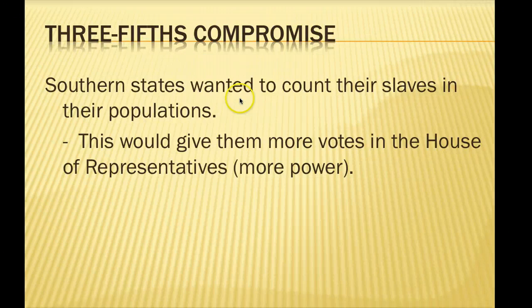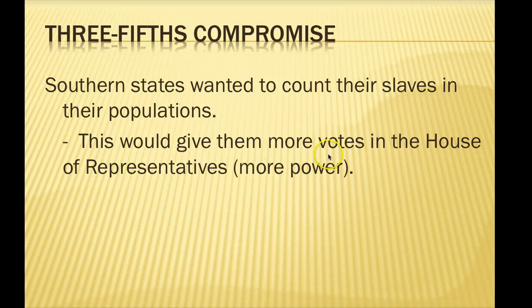Now, one problem came up in counting populations with the House of Representatives. The southern states wanted to count their slaves in their populations, and then the North basically said, no way, you don't treat them like human beings, you don't give them the rights of citizens, you cannot count them in your population. They were doing this because it would give them more votes in the House of Representatives, which basically is more power. If a bill was proposed that could possibly legalize slavery in the United States, and the southern states had the most votes, then they would win and that bill would pass and slavery could potentially be made legal.